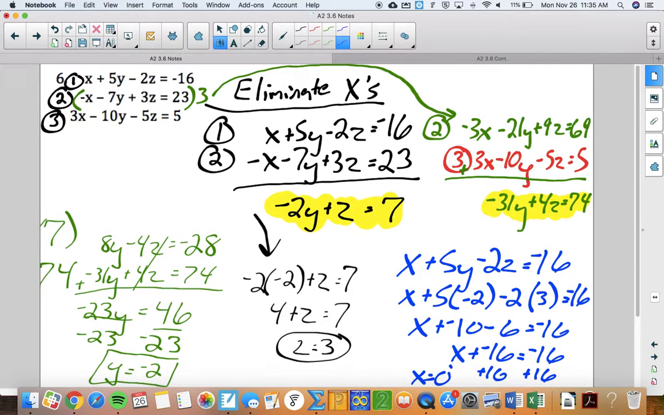I'm going to circle that. Now that's, again, not my final answer. We're looking for the solution to the system. So write them together as a coordinate pair. X, then y, then z. There we are. Beautiful.